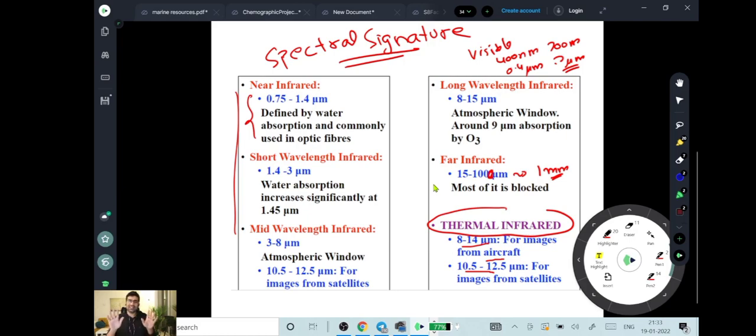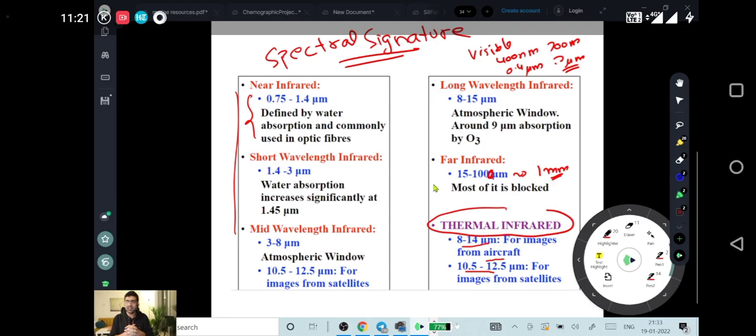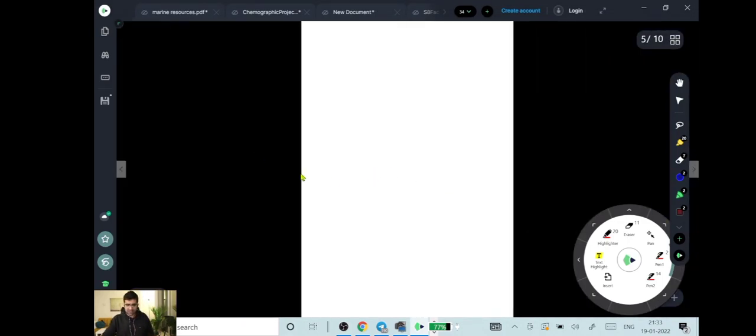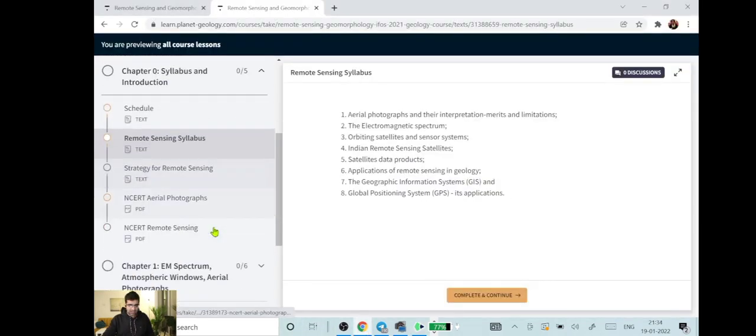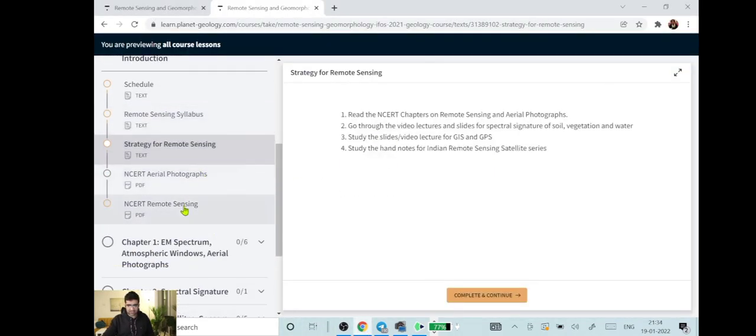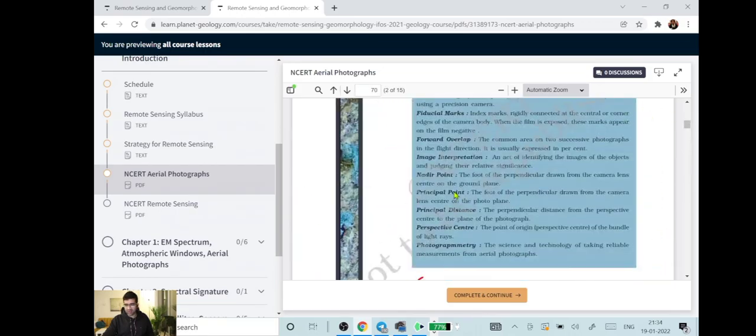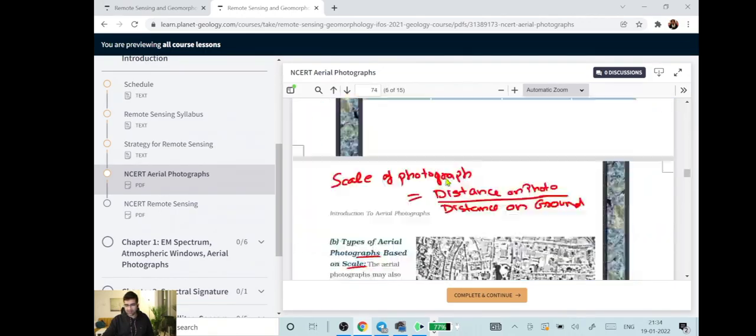There is what is called a LISS sensor. You just need to know that LISS sensor is for the IRS series, the Indian Remote Sensing satellite series, and that it will have bands in these different regions. Now I will show you what is there in the course itself. I've given you these basic contents. Here I've uploaded the NCERT, some additional content, and handwritten notes. You may find these in the NCERTs also, to prepare for any answer.